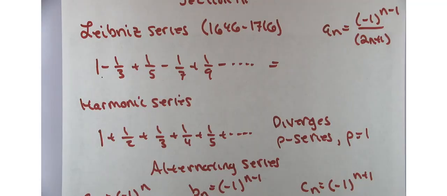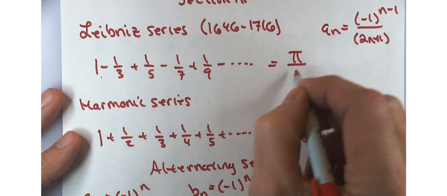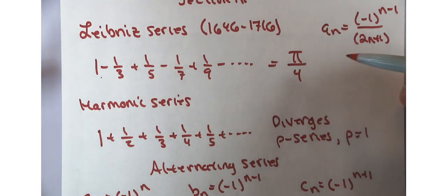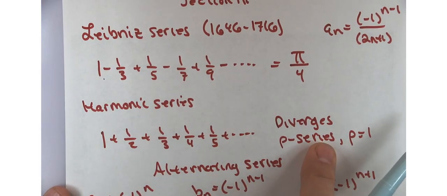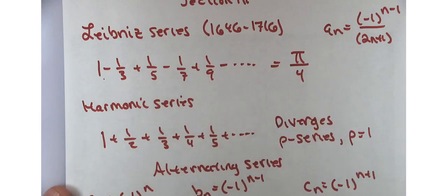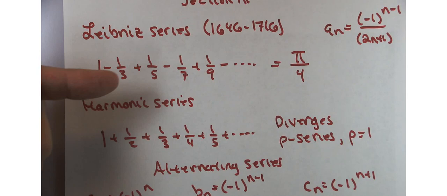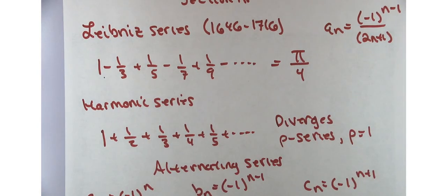And it actually has a really surprising and beautiful answer. This adds up to pi over 4, which is kind of surprising. It's like, wow, where did that come from? We'll actually figure that out later in this course. But what makes this converge instead of diverge is that the series alternates. The terms go positive, negative, and they're getting smaller. These terms are going towards 0. So those things together make this an alternating series, and it's going to converge.